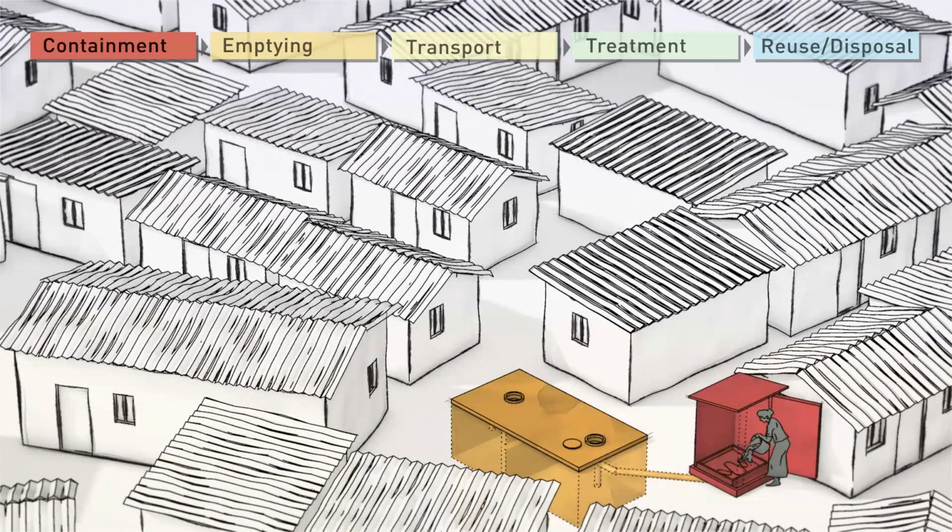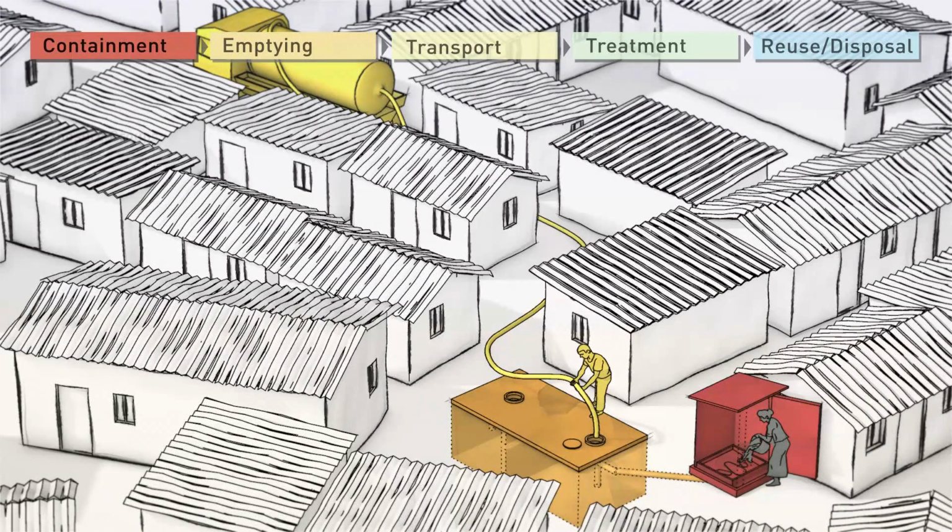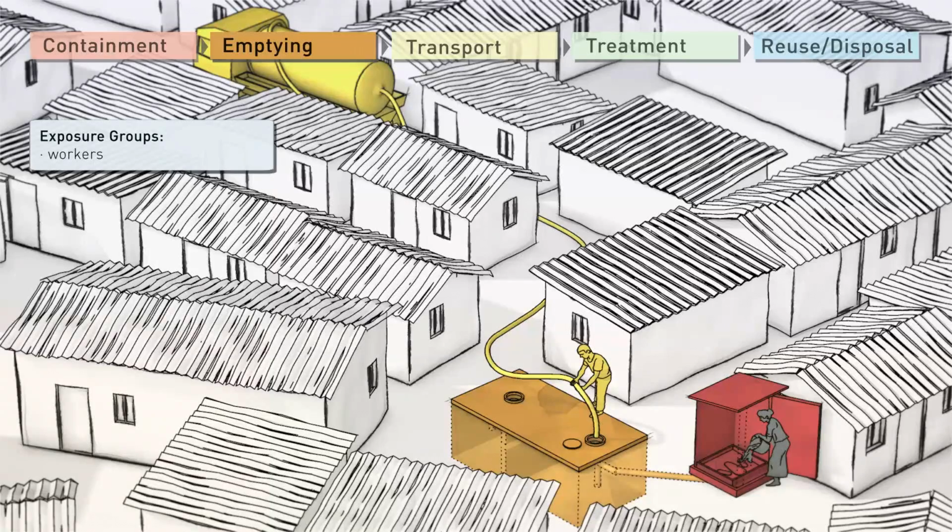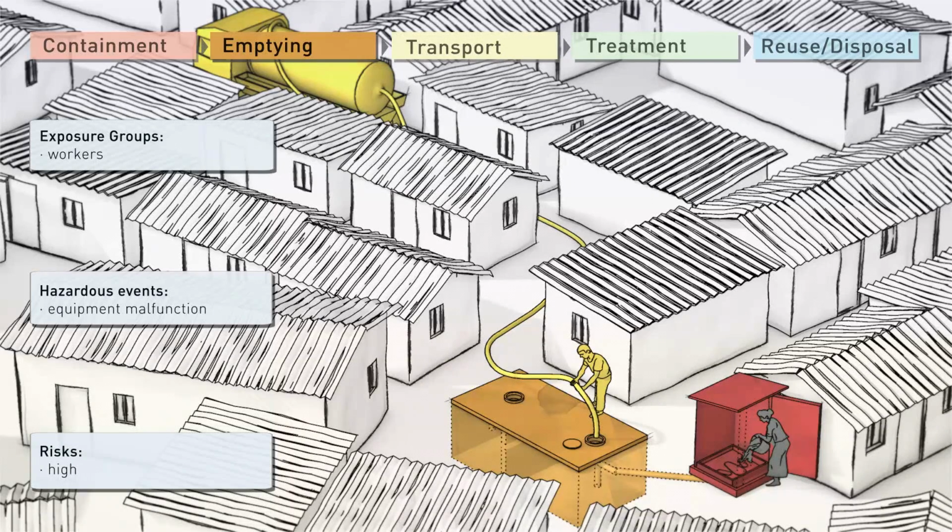This latrine with septic tank is an improved technology that poses less risk to users than the previous situation. Let's look at the emptying process. Motorised emptying and transport is much safer than manual emptying, but there is still risk that needs to be managed. A key exposure group is the workers. Hazardous events are mostly related to blockages and malfunction of the equipment. For example, the operators may be sprayed with sludge and also contaminate the surrounding area. These risks are typically high.